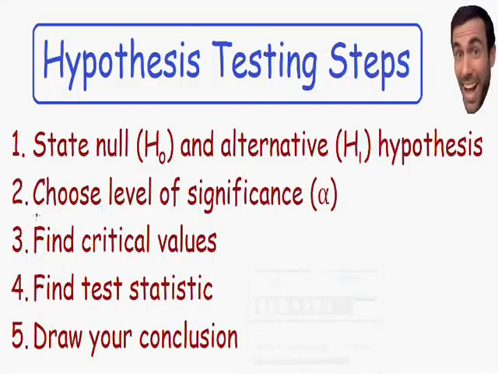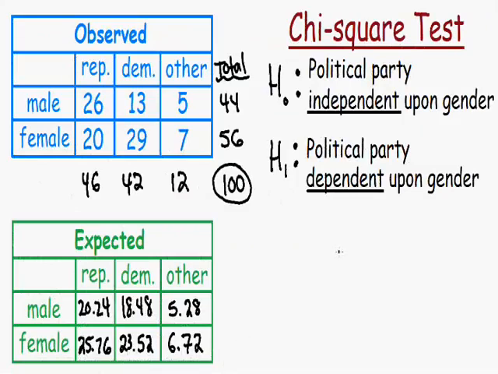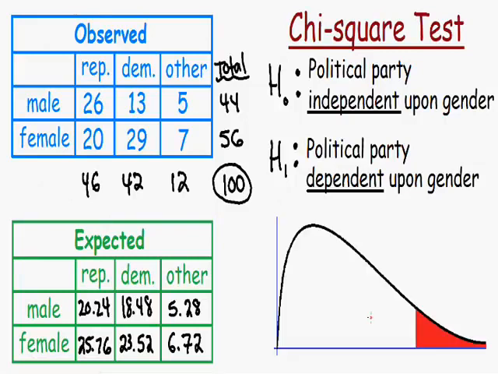Step number 2 says to choose your level of significance, which is written with the Greek letter alpha. And the level of significance is nothing more than the area in the tail. So let's go back to our example, and I'll show you what I mean by this by drawing a picture of a curve with a chi-square distribution. Sometimes it looks a little bit different depending upon your degrees of freedom, but for the purpose of this video, this curve will do just fine.